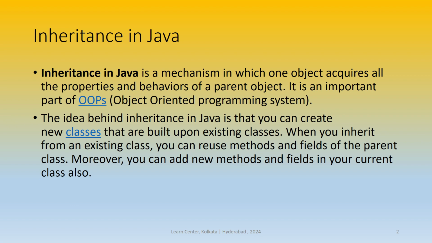The idea behind inheritance in Java is that you can create new classes that are built upon existing classes. When you inherit from an existing class, you can reuse methods and fields of the parent class. Moreover, you can add new methods and fields in your current class also.